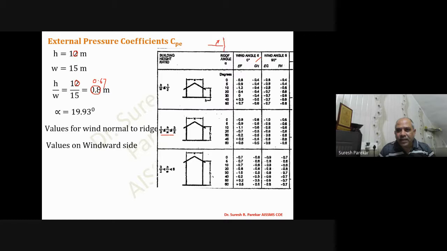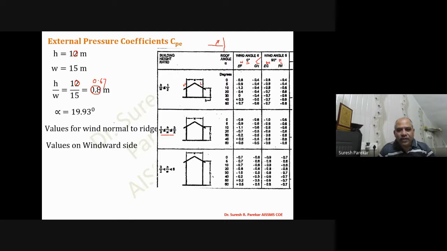And this we have in this fashion. So this is perpendicular to the roof, and therefore this is perpendicular to the roof. This is windward side, this is leeward side. So windward side, leeward side, this is parallel to roof, and this is windward side, this is leeward side.